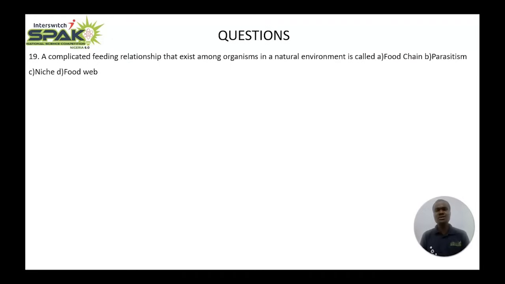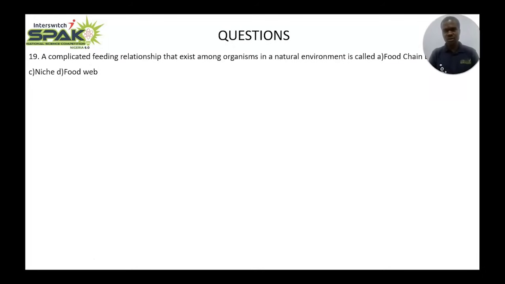Parasitism, we discussed that today. Niche, we say the niche of an organism in the ecosystem, talks about the position, the functional role of the organism in the ecosystem. But a food web is an interconnected food chain that shows different kinds of feeding relationships occurring in the ecosystem. So it's a complicated or complex feeding relationship that exists among organisms, not one organism, many organisms. There are many ways by which each organism can obtain its food.